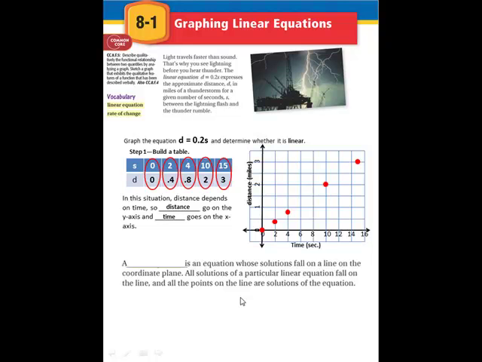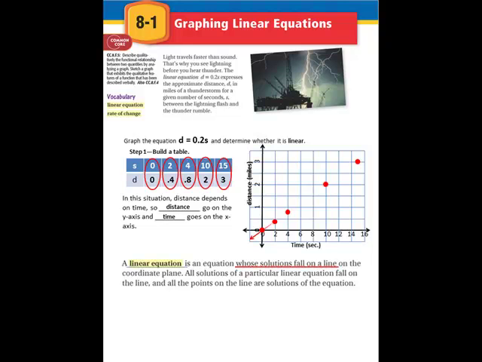Now a blank is an equation whose solutions fall on a line on the coordinate grid. That would be a linear equation. Please get that filled in your notes. All solutions of a particular linear equation fall on the line.